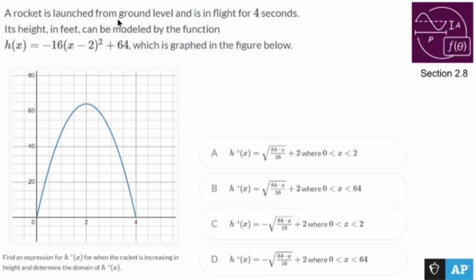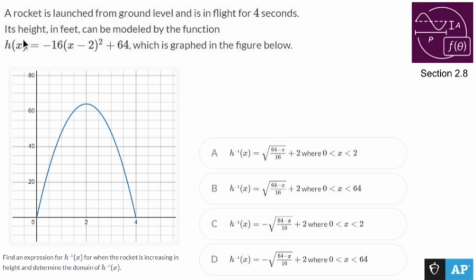A rocket is launched from ground level and is in flight for 4 seconds. Its height in feet can be modeled by that equation right there, which is graphed on the figure below. Find an expression h inverse for which the rocket is increasing and determine the domain of its inverse. All right, I got it.